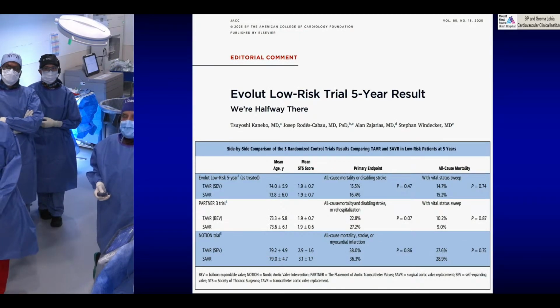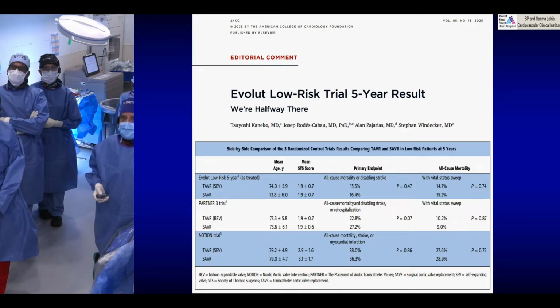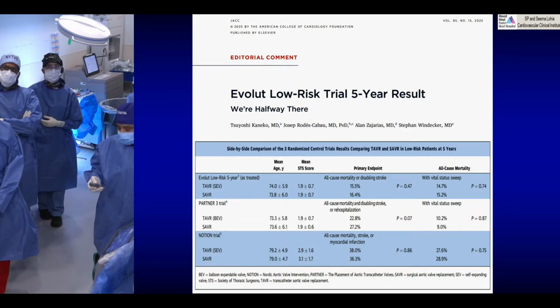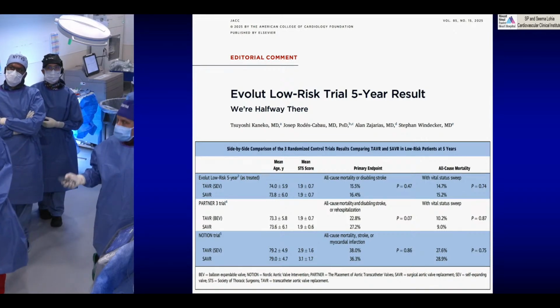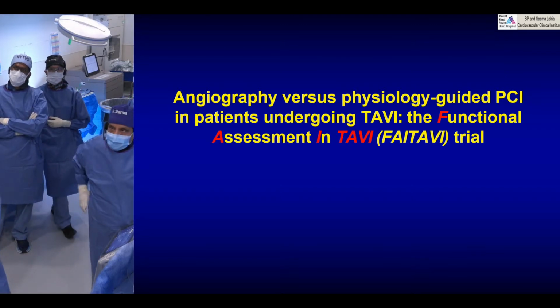So then the Evolut low risk trial, we have 3 trials now, PARTNER 3 and Evolut 5-year data. Then we have NOTION up to 10-year data and showed no difference from surgery in any individual endpoint or valve degeneration between them. Now second, very interesting, which we have been waiting for.